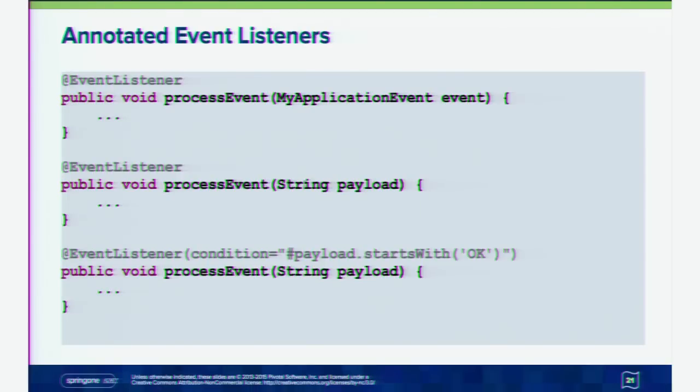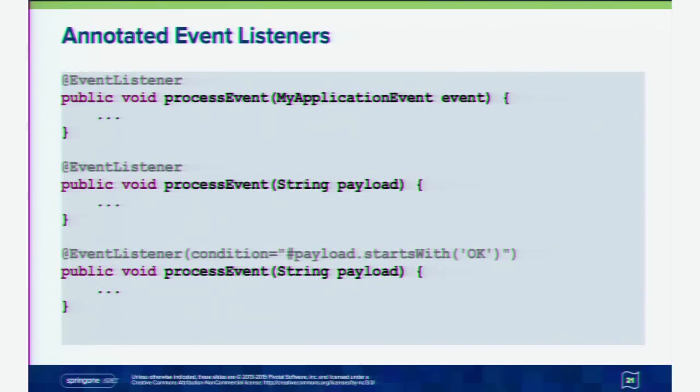In 4.2, we also have event listeners. Again, at this point, it's probably obvious to you, the same endpoint style. You could almost guess it. It's a set of methods, endpoint methods for event processing, and an event listener annotation, we're going to look at the signature.